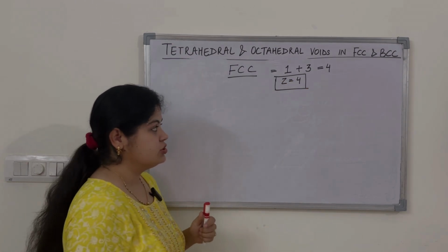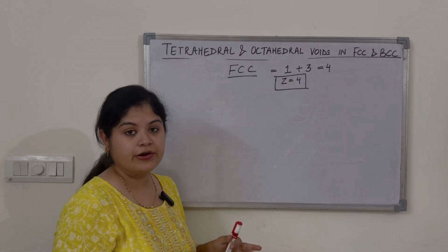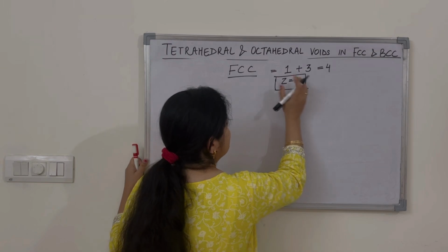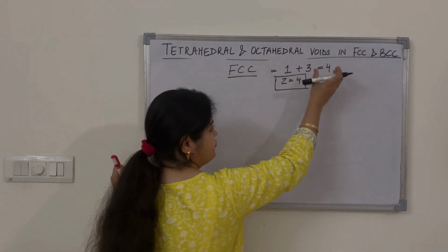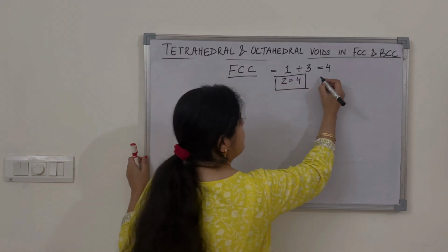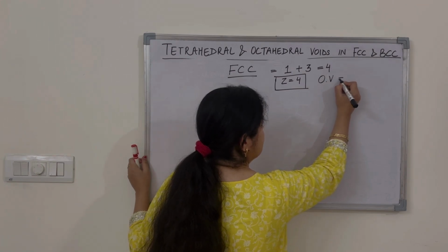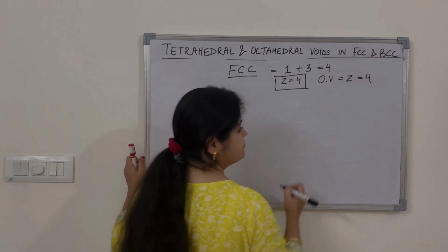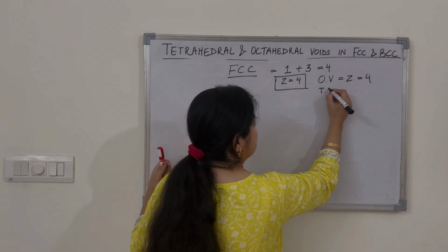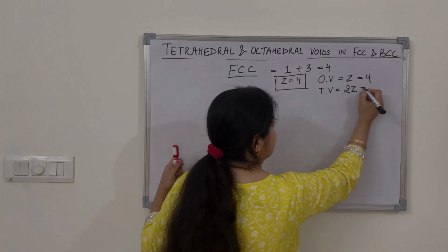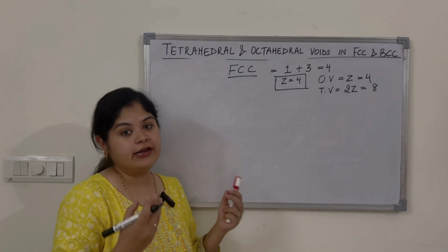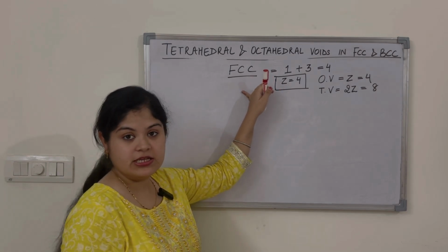Now in an FCC structure, to memorize how many tetrahedral and octahedral voids are there, I will give you a trick. Remember that FCC has 4 atoms, and if Z is the number of atoms, then if Z is equal to 4, the number of octahedral voids is equal to Z, which is 4. And tetrahedral voids are twice Z, which is 8. So we have 4 octahedral voids and 8 tetrahedral voids in FCC structure.